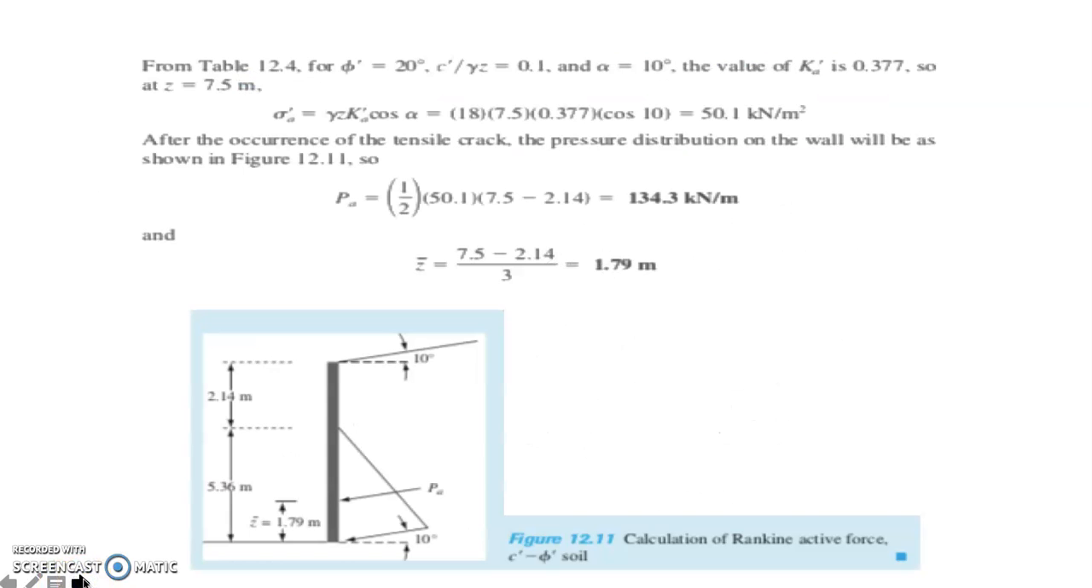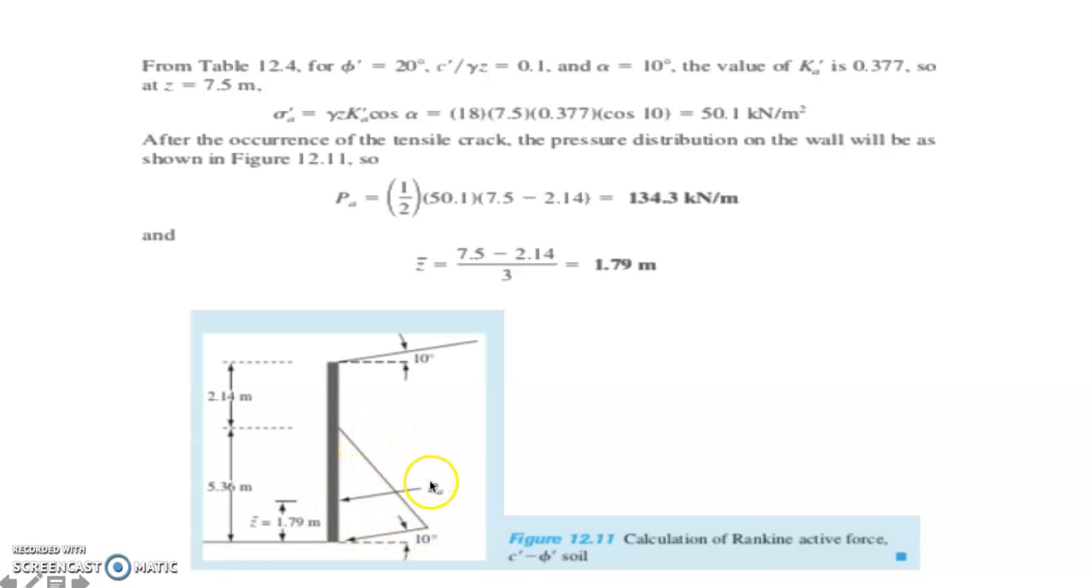Using that, we can now compute our active pressure. Active pressure is equal to gamma times Z times K A times cosine alpha. From here, you can have the value for the parameters. You simply have to substitute, and it gives us 50.1 kilonewton per square meter. After the occurrence of the tensile crack, the pressure distribution on the wall will be shown in this figure. So this is now the pressure distribution after the tensile crack.